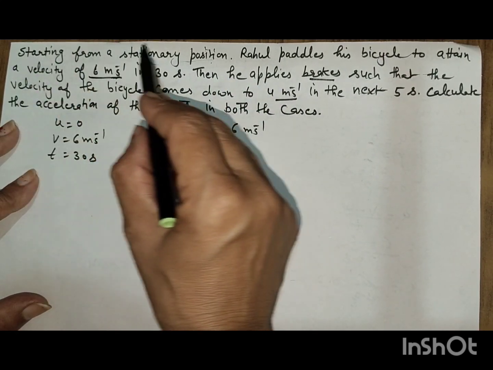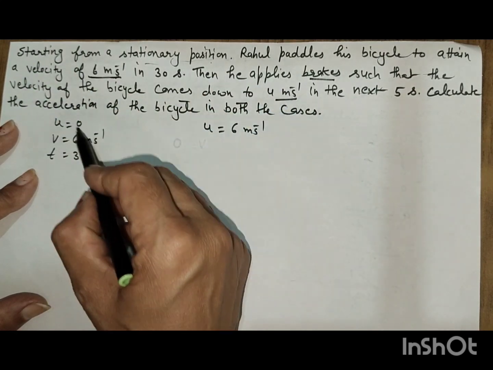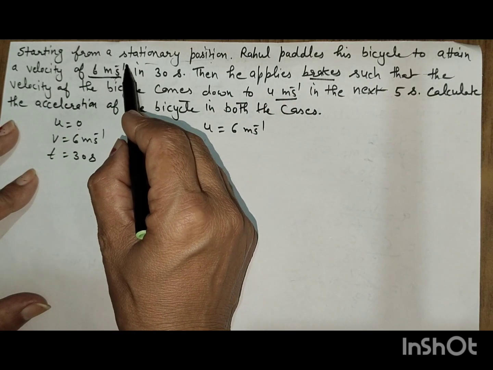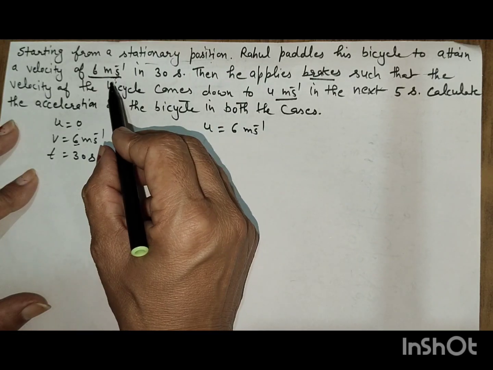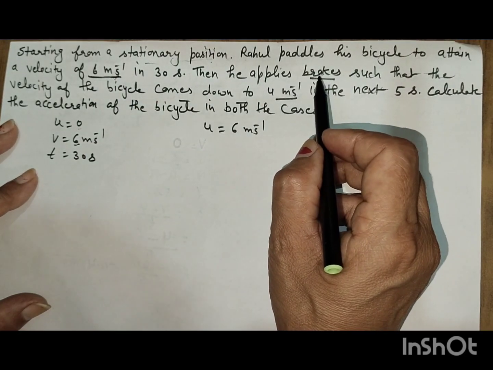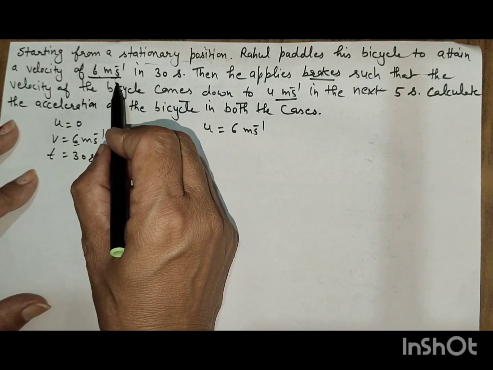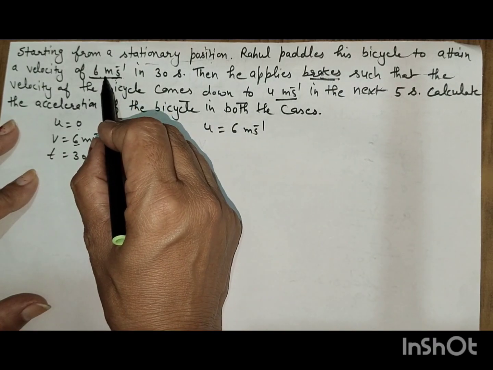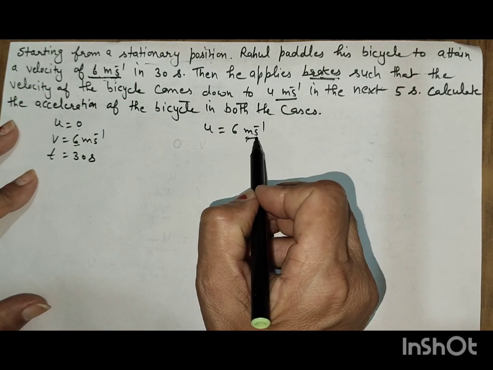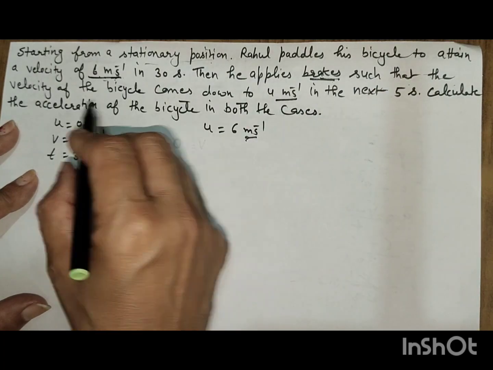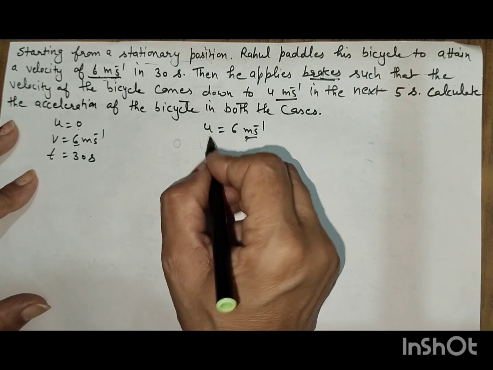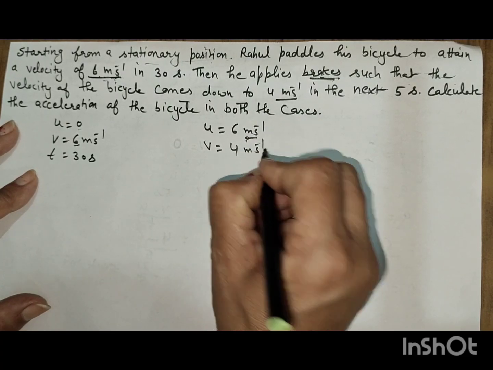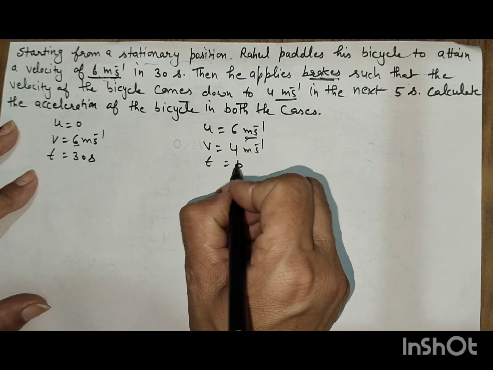Again read this. Starting from a stationary position, u is 0. Rahul pedaled his bicycle to attain a velocity of 6 meter per second. Final velocity 6 meter per second. Then he applies brakes. At the 6 meter per second velocity he applies brakes. Then it becomes the initial velocity for the second case, such that the velocity of the bicycle comes down to 4 meter per second. It means final velocity becomes 4 meter per second in the next 5 seconds.